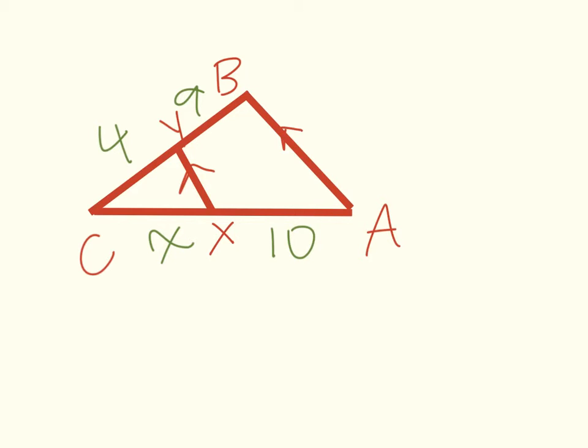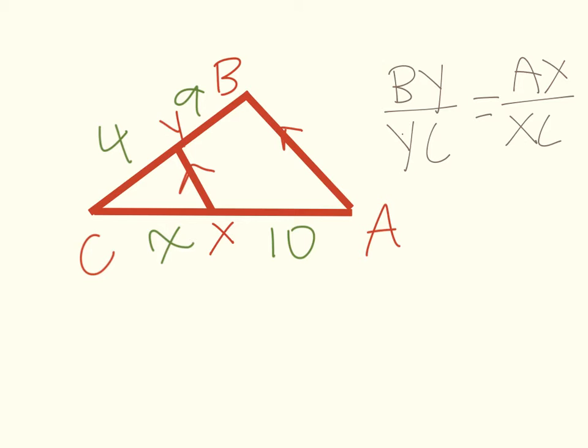Now let's just come over to the side. So we know that side BY is proportional to YC, and AX is proportional to XC, based on that theorem that we just wrote down. Now let's put in our numbers. BY is 9, YC is 4, and then AX is 10, and XC is x. We don't know what that is. That's what we're trying to solve for.